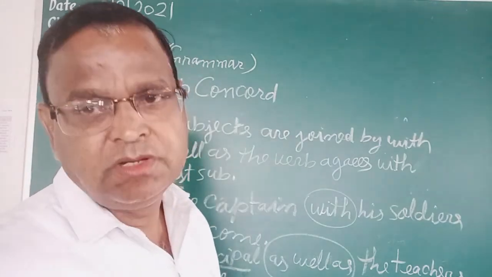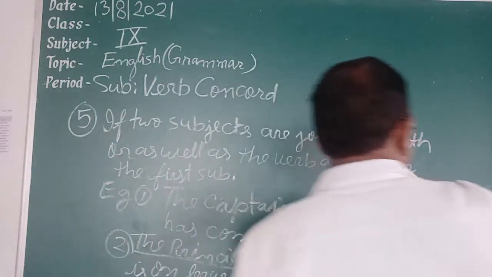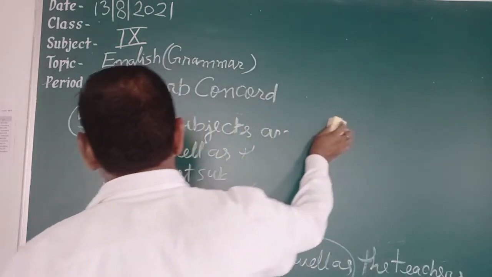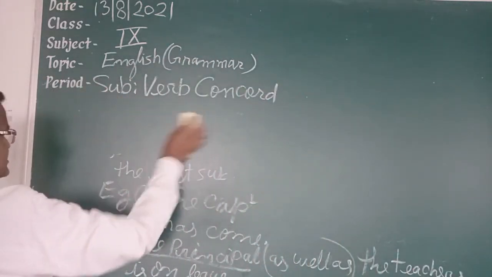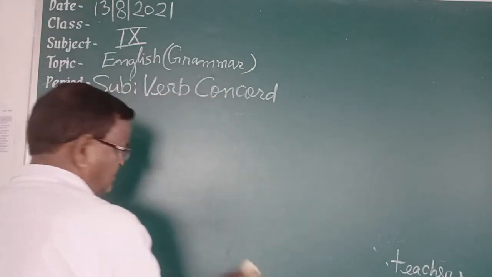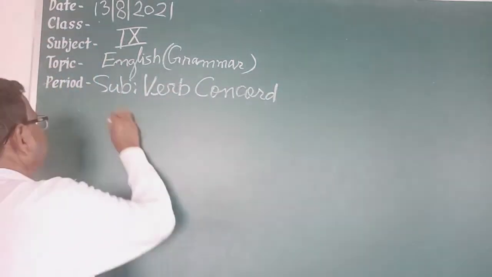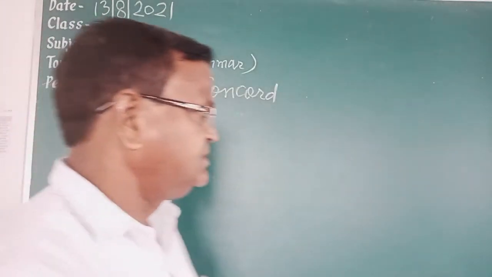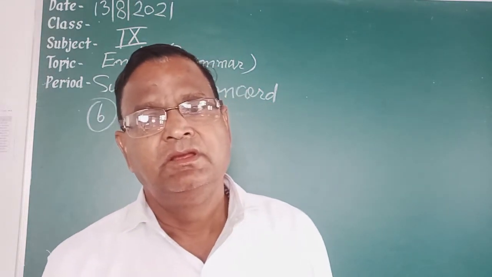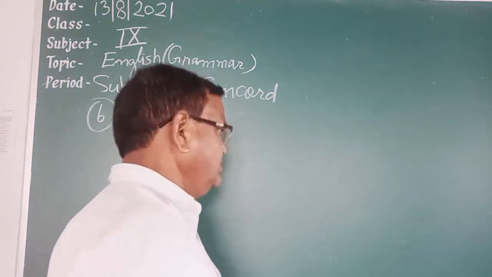So see, students, the other rule. Rule number 6, write it down. Rule number 6 says: either or and neither nor. If these two conjunctions are used, then a singular verb is followed.